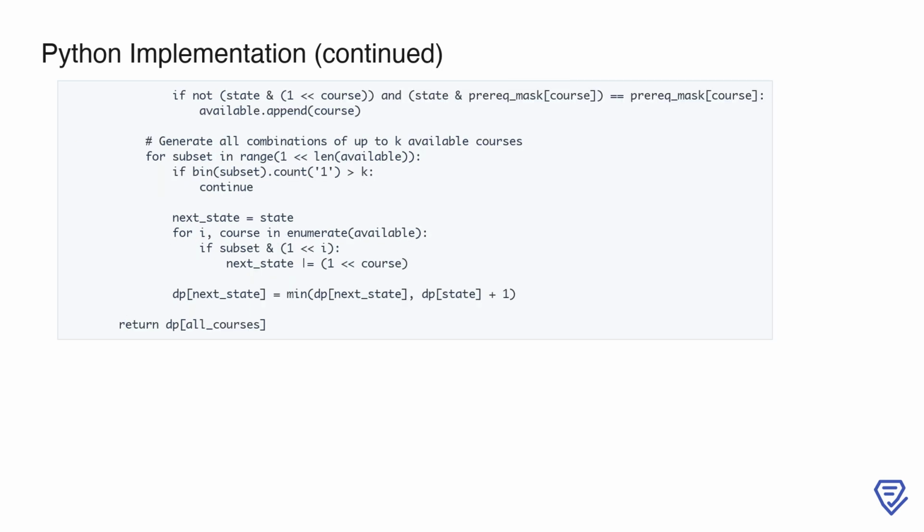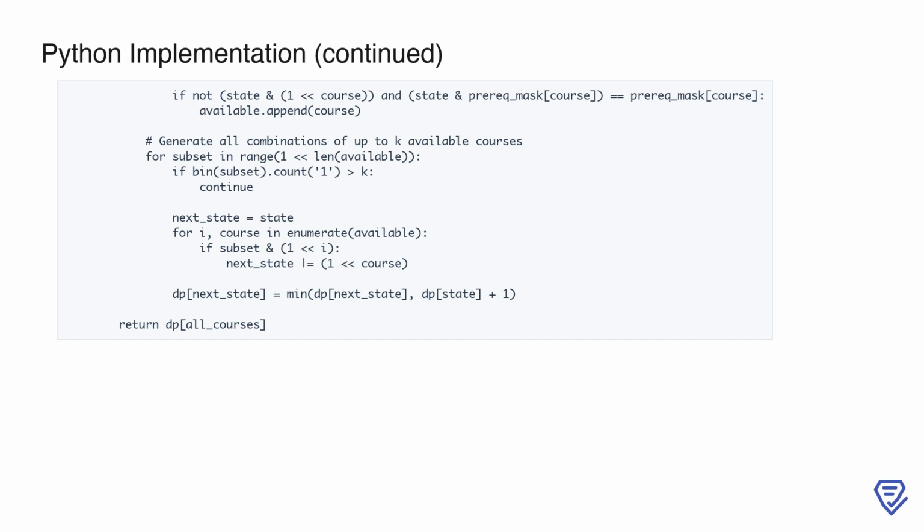Within the dynamic programming loop, we determine which courses are available to be taken in the current state. A course is considered available if it is not yet completed in the current state and all of its prerequisite courses are satisfied by the current state. These available courses are collected into the available list.